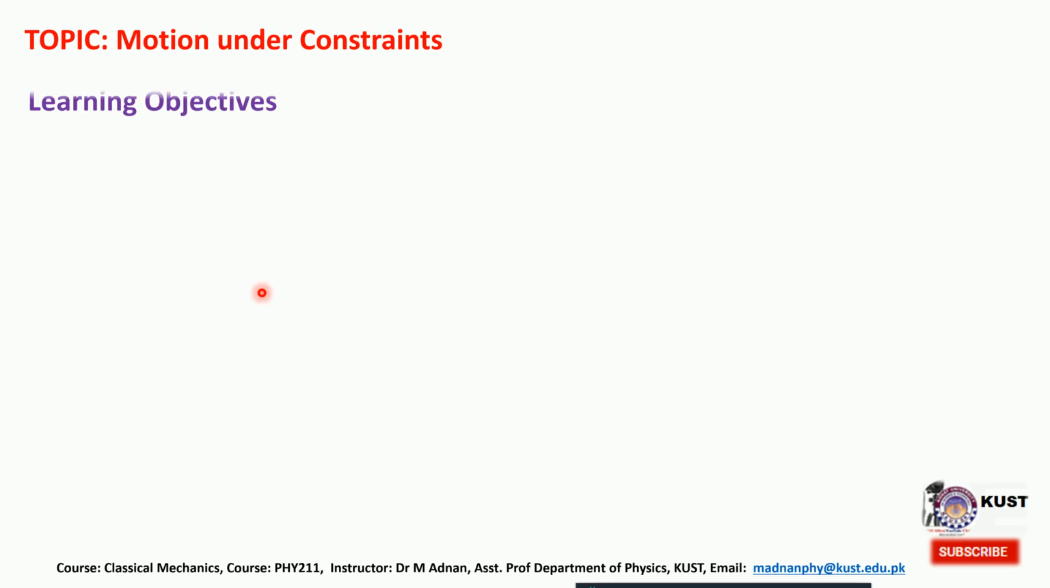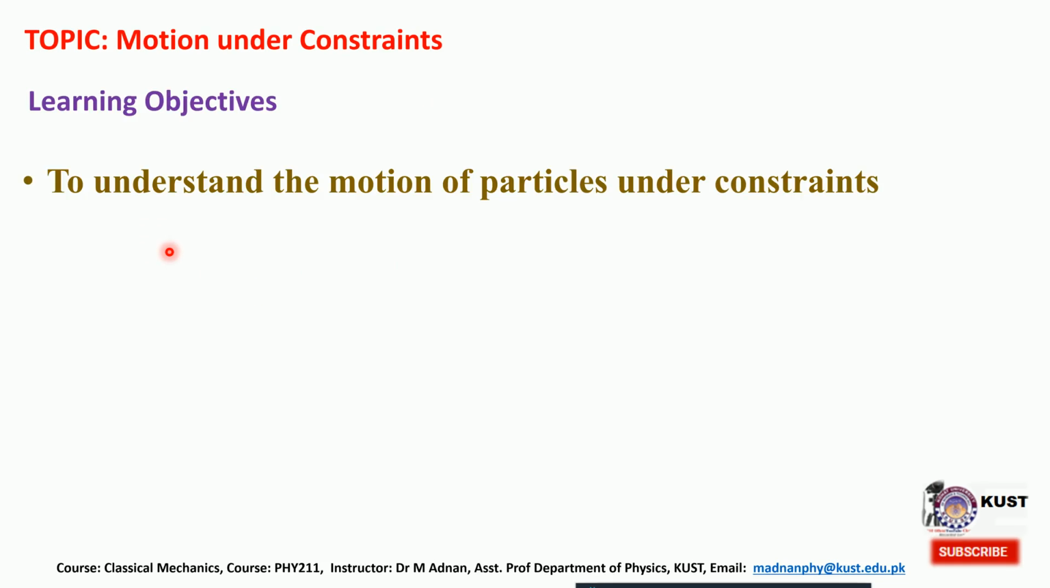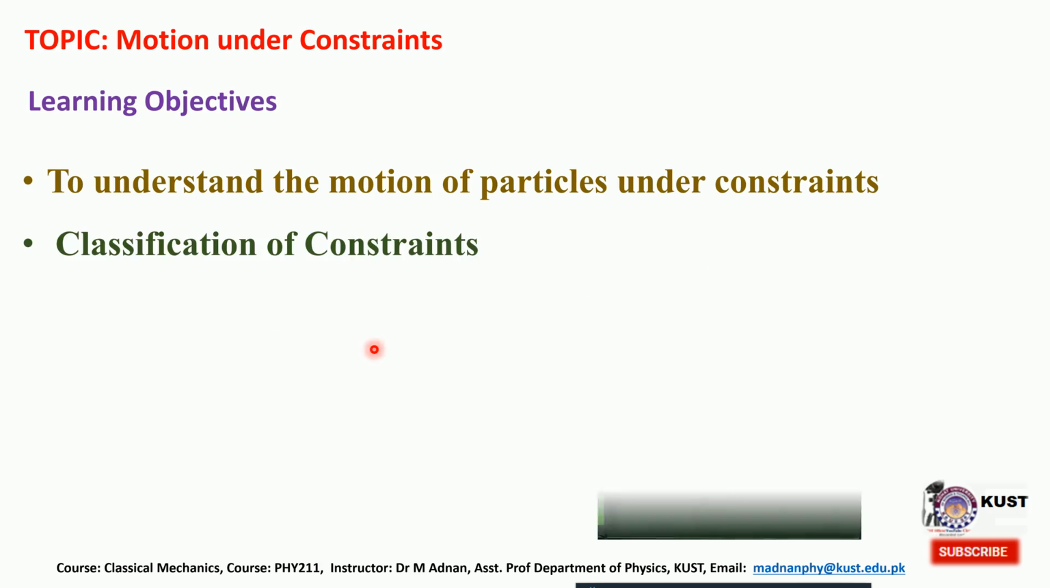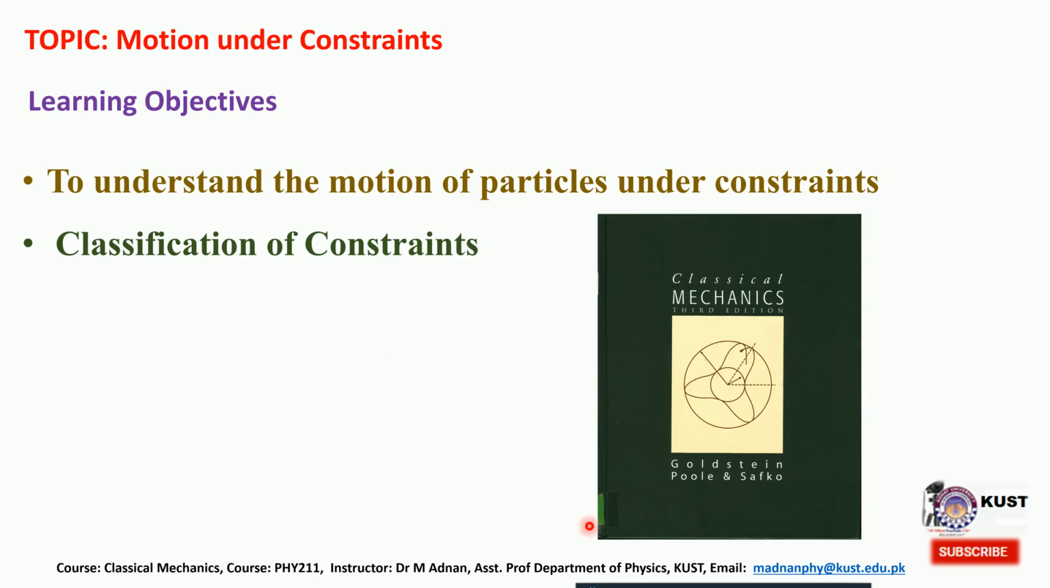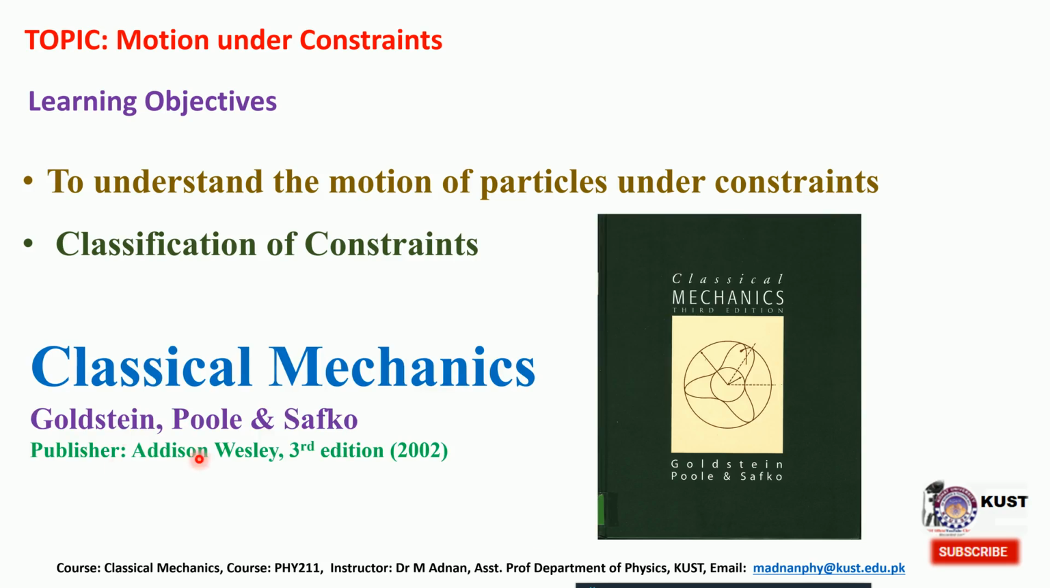First, I will give the learning objectives. At the end of this presentation, the student will understand the motion of particles under constraints, and they will be able to understand the various forms of the constraint forces based on mathematical descriptions. In this course, we are following the book Classical Mechanics by Goldstein, Poole and Safko, 3rd edition. In this lecture, I have taken some of the illustrations from this book.